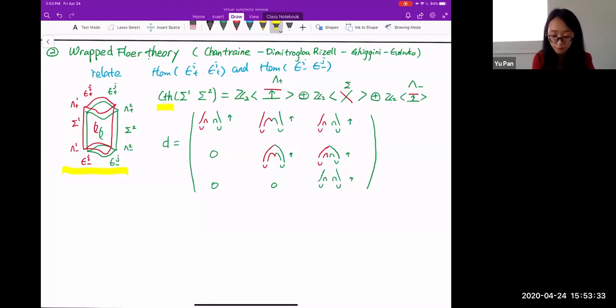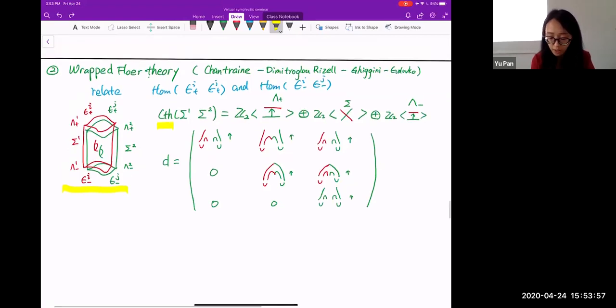It consists of three parts: the cobordism from the green one to the red one on top, the cobordism on the bottom, and also the intersection of the two cobordisms. So we got these three parts. And the differential is also defined in some similar way. It's defined by counting holomorphic disks.